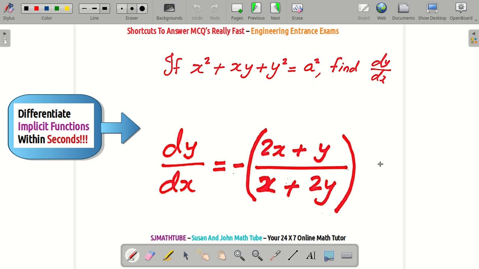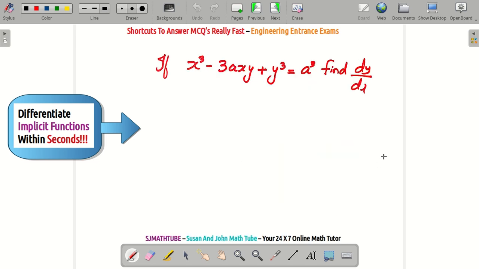Now let's try one more question so that the method becomes more clear. So we have an implicit function over here, and I am sure that you have seen the same question in your class 11th and class 12th books. And it takes a long time if you go for the actual process. So let's go for the shortcut.